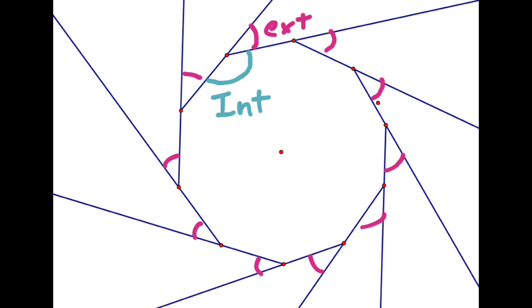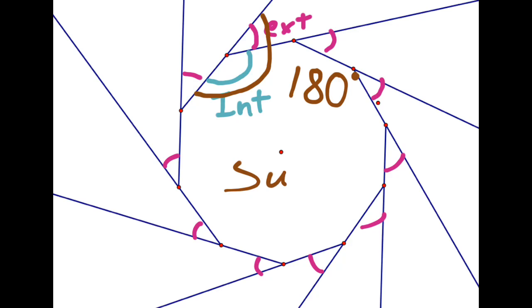And also know that my exterior and my interior angles, what do you think they add up to? 180 degrees. Okay? Those guys are actually supplementary angles. Alright. But let's look at what each of these angles actually adds up to here.